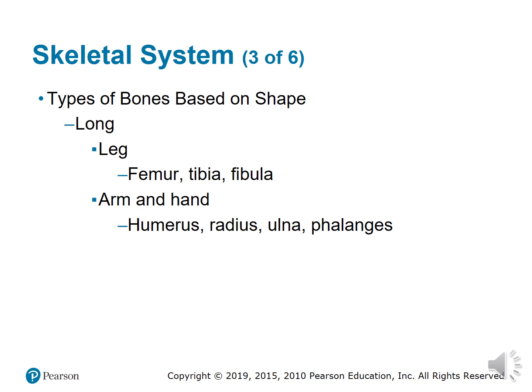Types of bones based on shape. Long bones: in your leg, you have your femur, tibia, and fibula. In your arm and hand, you have your humerus, radius, ulna, and phalanges. Phalanges are your fingers.